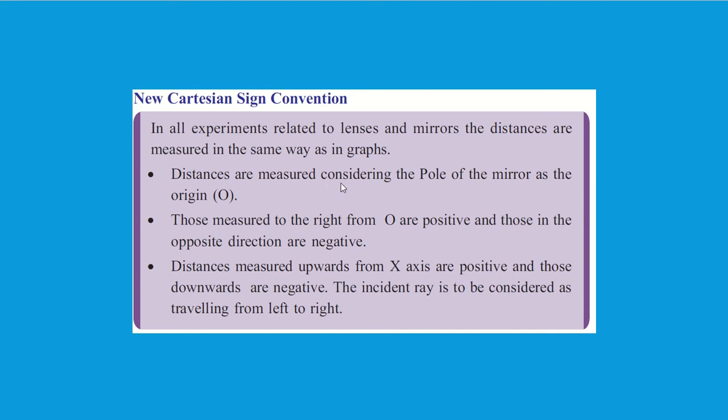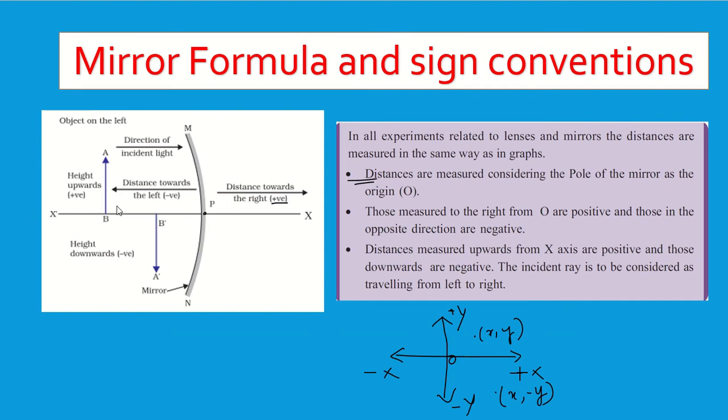So we have to consider the pole of the mirror as the origin. Those measured to the right of O are positive. Distances measured upwards from the x-axis are positive, and those downwards are negative. The incident ray is to be considered as traveling from left to right. Very, very important. Always we have to keep the object on the left side of the mirror. That means the reflecting surface should be facing the left side. So hope it is clear to all of you.